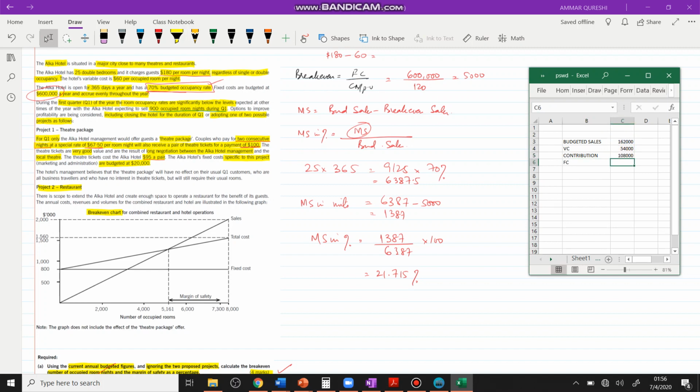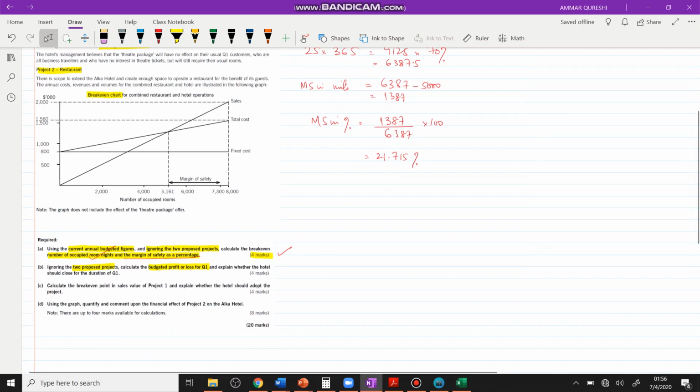What is the fixed cost? Fixed cost is 600,000, but that is for the whole year. So 600,000 divided by 4, that is for quarter one. So I think there is a loss. Contribution minus fixed cost, yes, there is a loss of 42,000, right? It's simple. I'm just using Excel to give you a flavor, in case this question comes in the constructed response question, at least you should be able to use Excel. So Excel is not a big deal. We can do it on Notepad, we can do it on Excel, whatever you want to do, right?